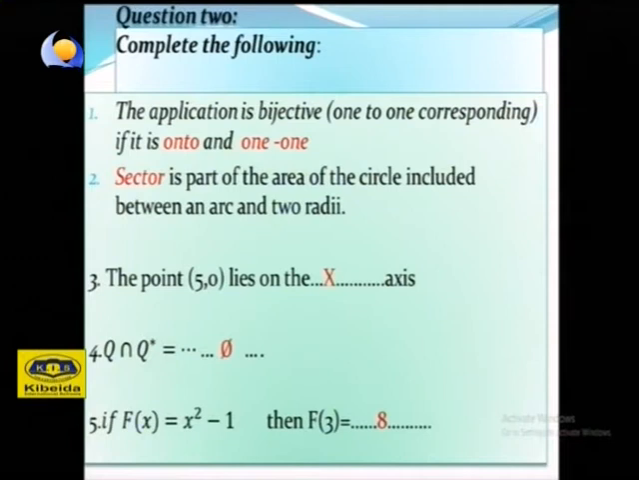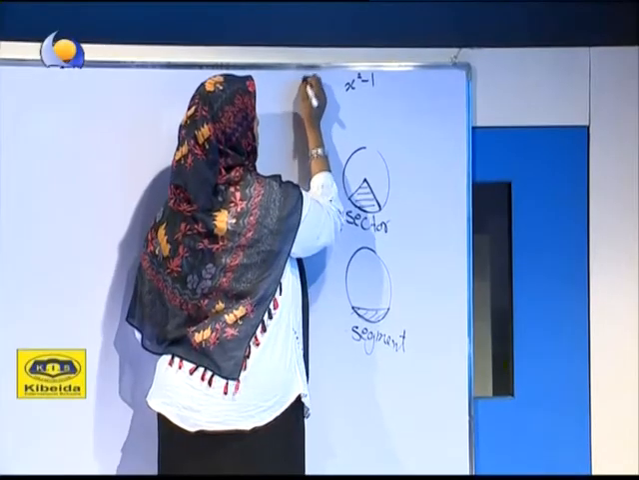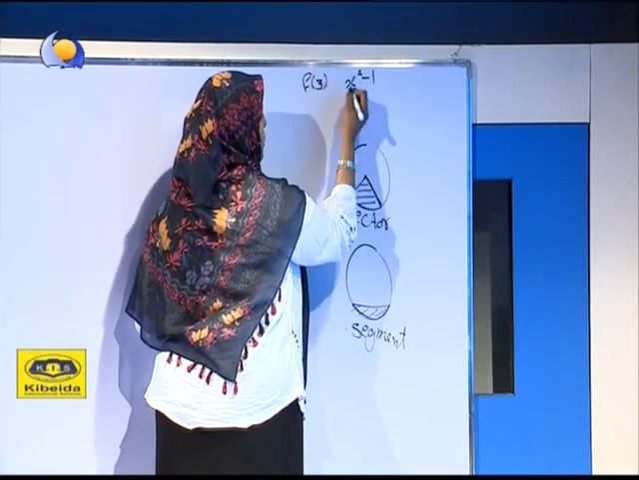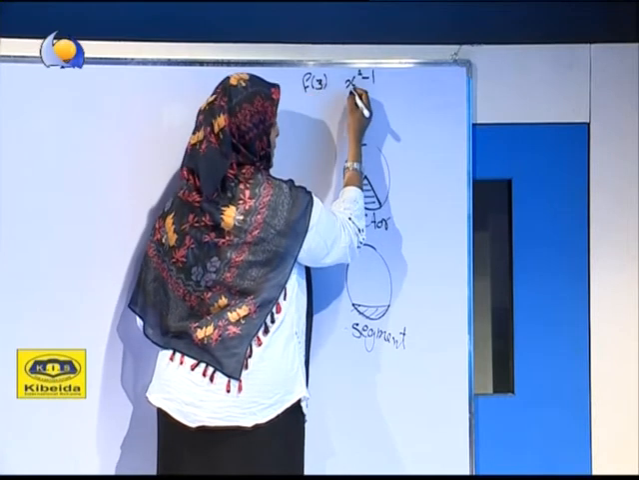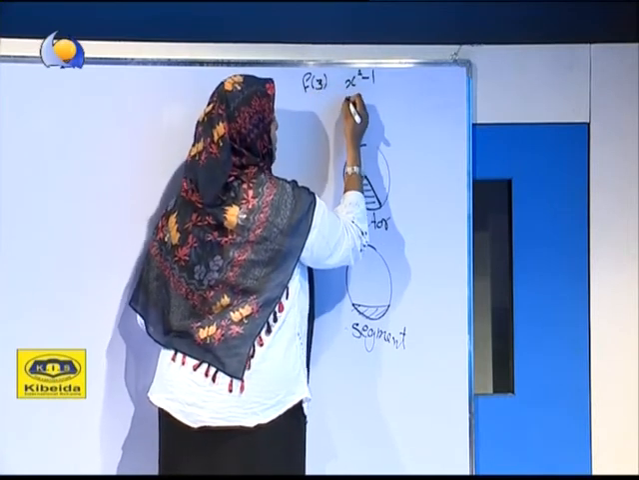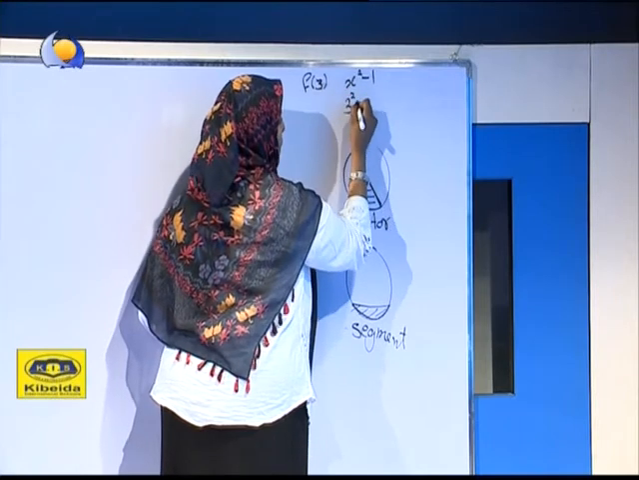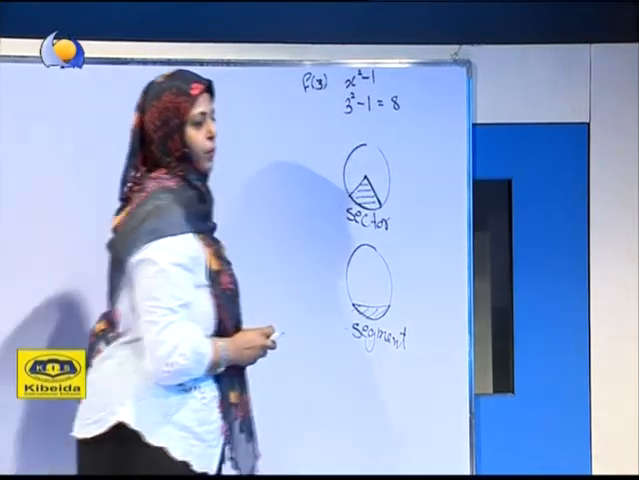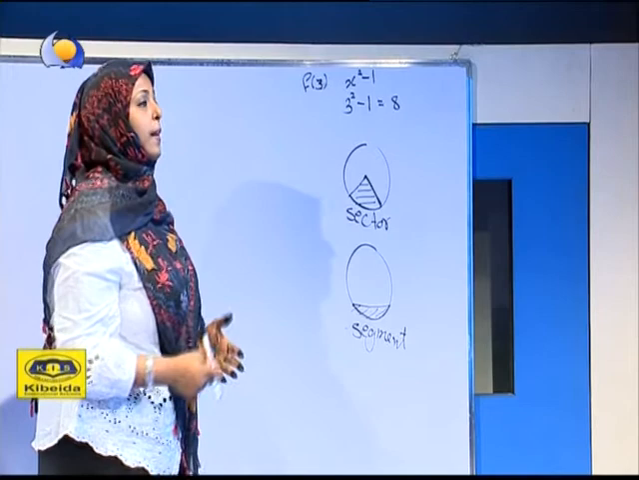Number 5, if f of x is equal to x squared minus 1, then f of 3 equals, I need the board to show you how to do this. The mapping rule is x squared minus 1. And he wants the f of 3. So all I need to do is take the x and substitute by the 3. So it will be 3 squared minus 1, which equals 9 minus 1, which equals 8. So f of 3 is equal to 8. We call it the image of 3.